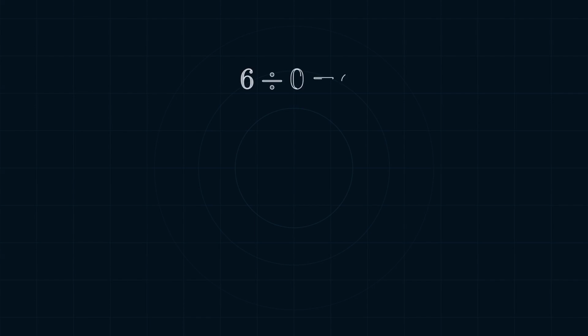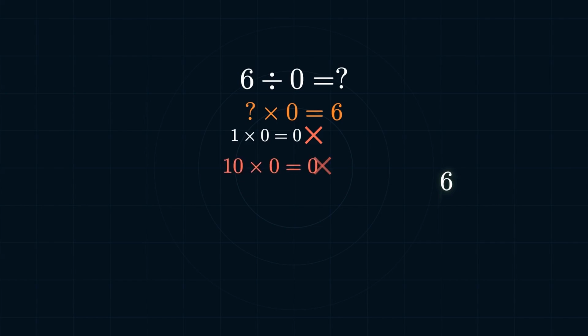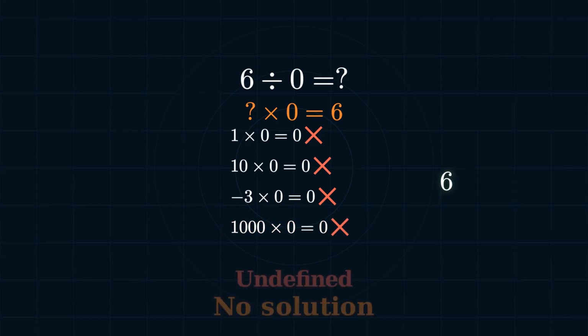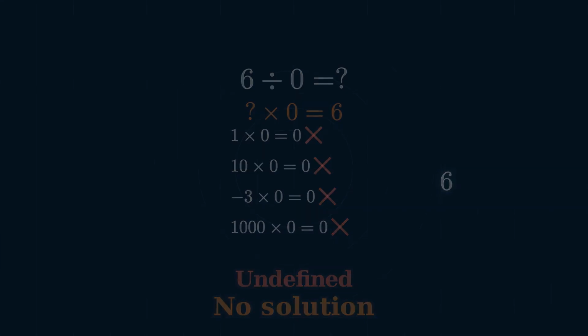Now look at 6 divided by 0. If it had an answer, call it some number. That number times 0 would have to equal 6. Try 1. 1 times 0 is 0. Try 10. 10 times 0 is 0. Try negative 3, still 0. Try 1,000, still 0. No number works. Multiplication by 0 can only produce 0, never 6. So 6 divided by 0 is not a huge number. It is not hidden, it has no solution.